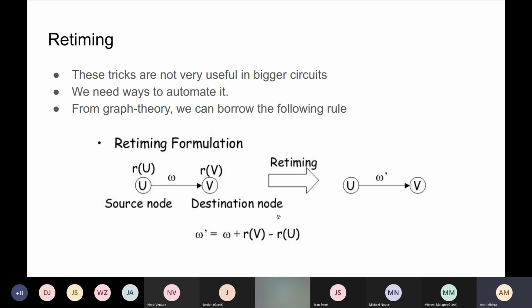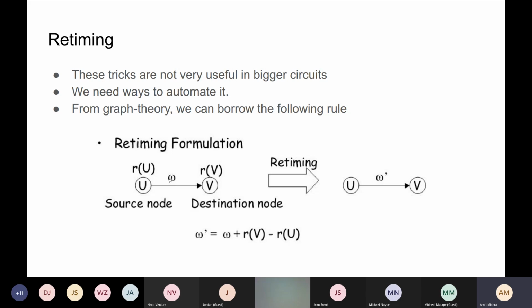This we have just borrowed from graph theory, and it's quite simple. Basically, you start with a network, and this network is your DFG, the data flow graph, and for each node, you assign an arbitrary number. It's up to you. You can assign any number. Once that has been assigned, you can take any edge. So let's say from U to V, there is this edge W.